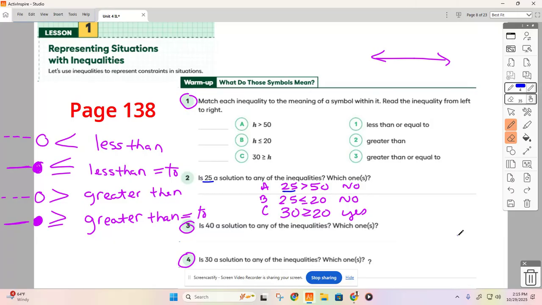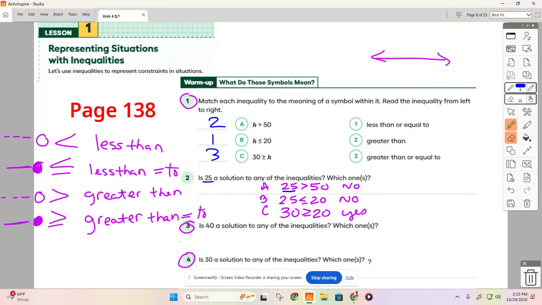All right, Pax, what'd you get for A? 2. H is greater than 50. Yes, sir. All right, Connor, what about B? I got 1. H is less than or equal to 20. Good. C, Mason? It is 3. 30 is greater than or equal to H.